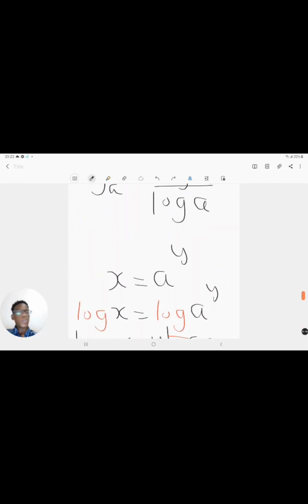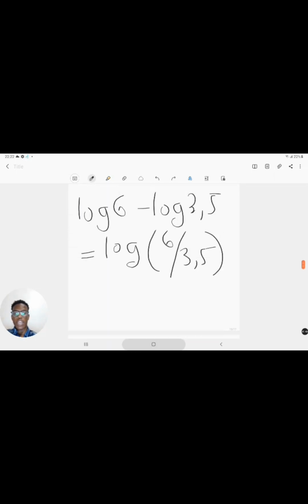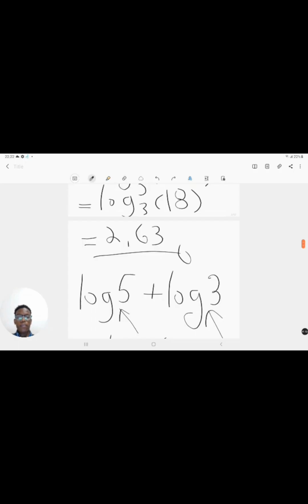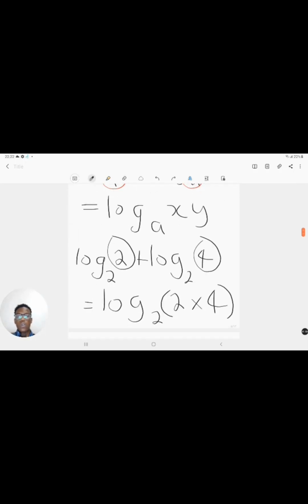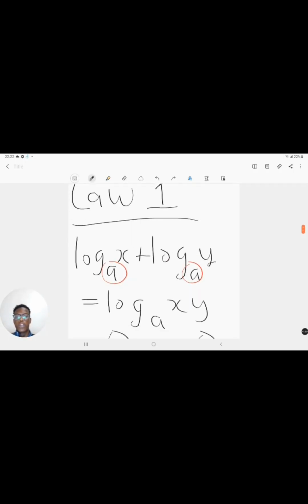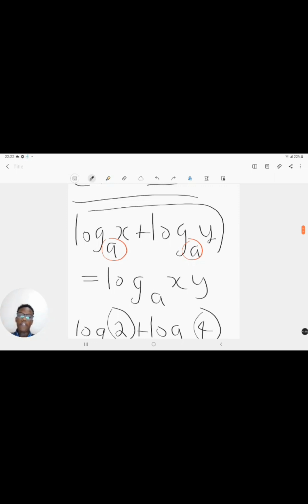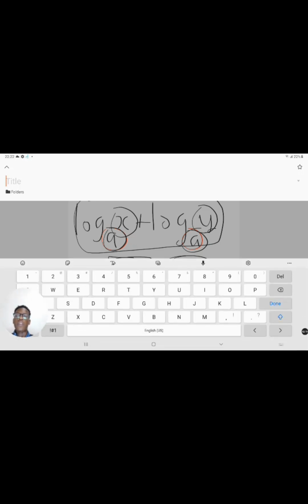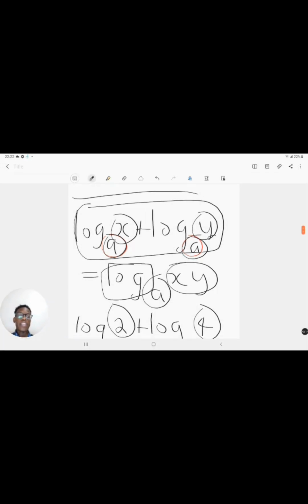Okay, let's just recap quickly. Law number 1 is the following. If you're adding logs of the same bases and those logs have numbers there, then you just multiply the two numbers, use one log and keep that same base. Now the base has to be the same. Remember, the base has to be the same.